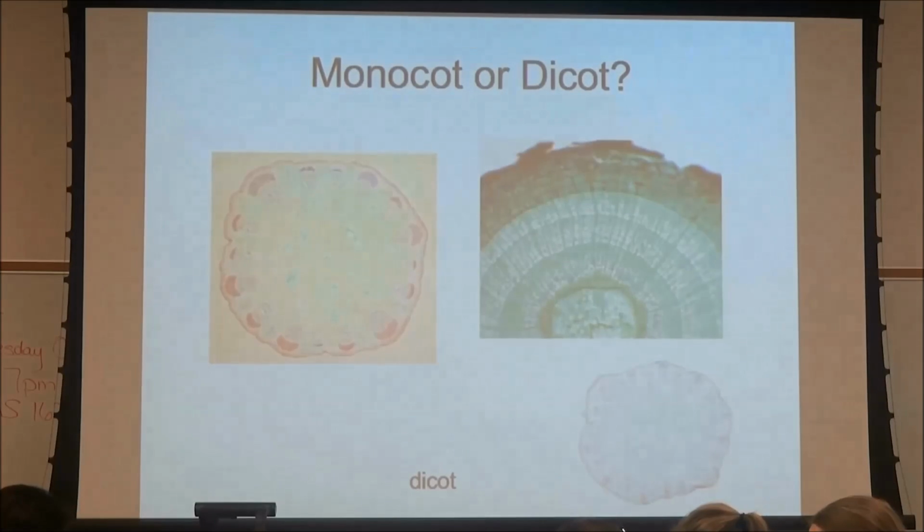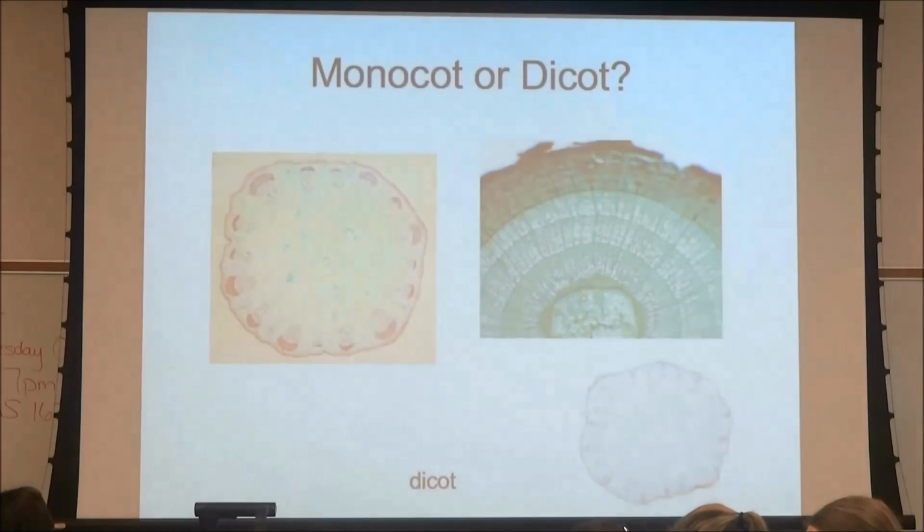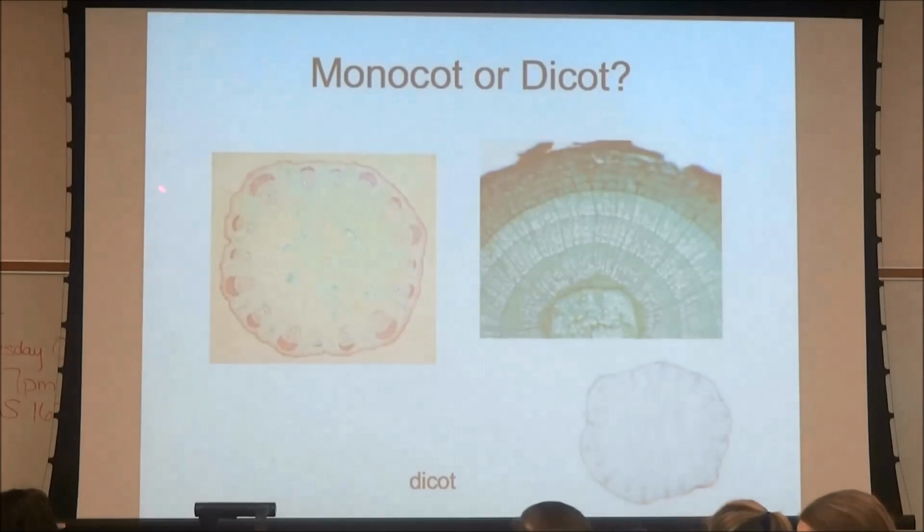Okay? You guys just need to know whether it's a monocot or a dicot. But I'm just explaining for those of you who might confuse this with a monocot. See, it's still ringed, but they're just broken up. They're not all connected to one another.